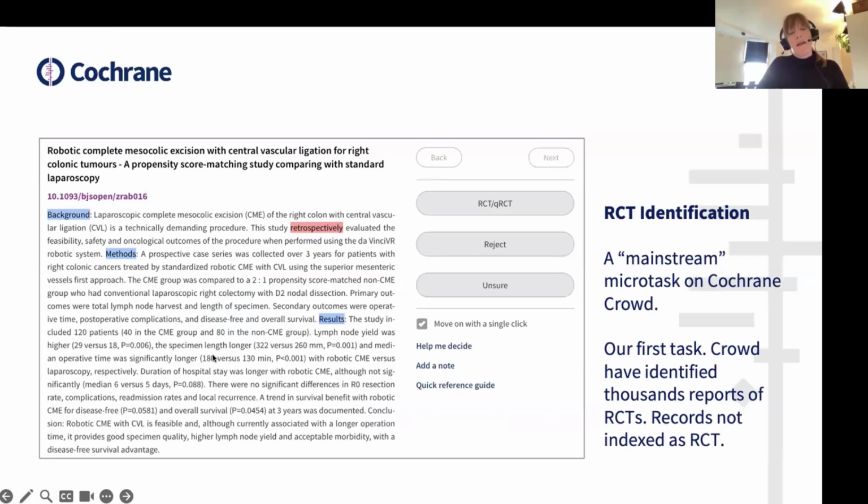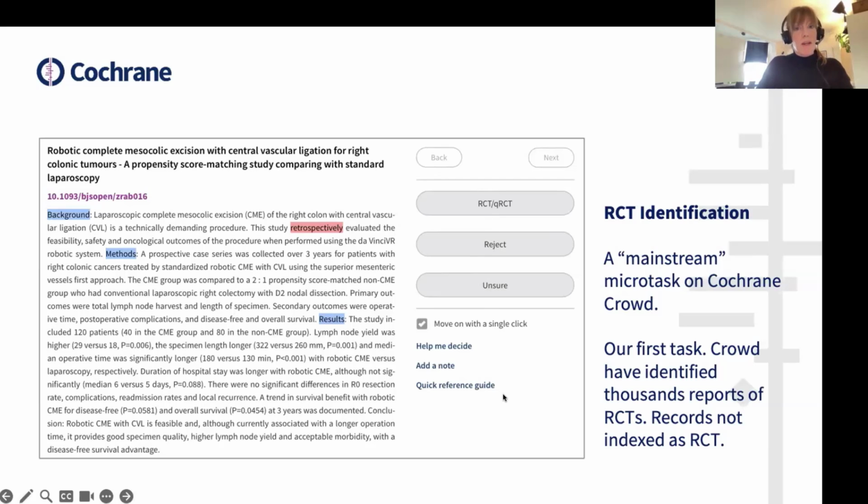And so what you can see on the screen here now is an example of one of our micro tasks. It's called RCT identification, and it's about helping to identify reports of a study type called a randomized controlled trial. And this was our first task that we launched on Cochrane Crowd. And what you can see on the screen is over here on the left-hand side is a title and an abstract. And there are some highlighted words on the screen. And then over on the right-hand side, you have this decision panel.